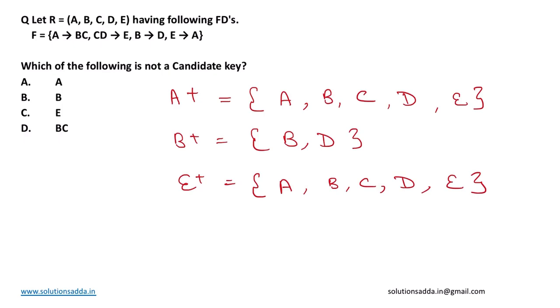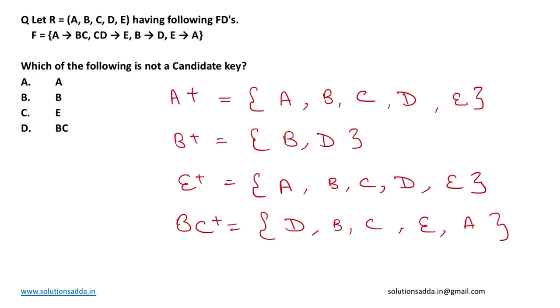Again closure of BC is B determines D and B and C are itself part of closure and CD determines E and E determines A. Therefore again A, B, C, D, E is part of closure of B, C.